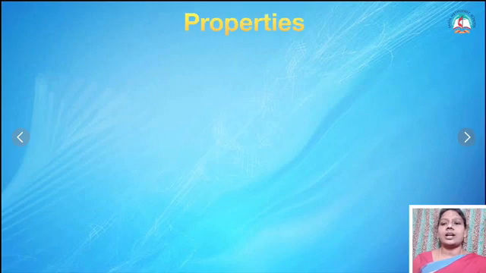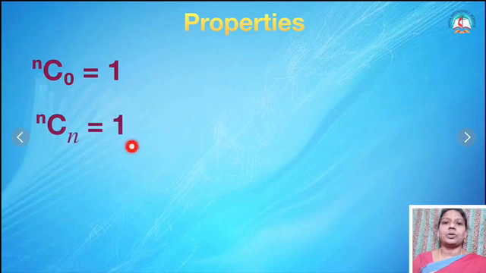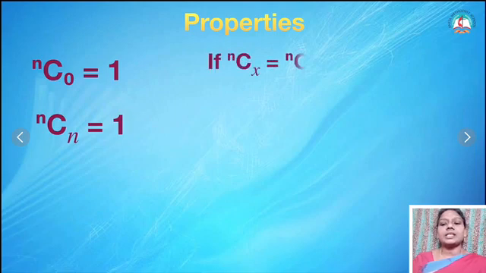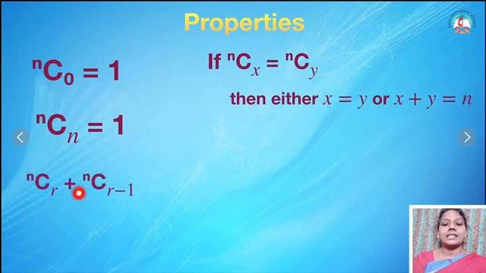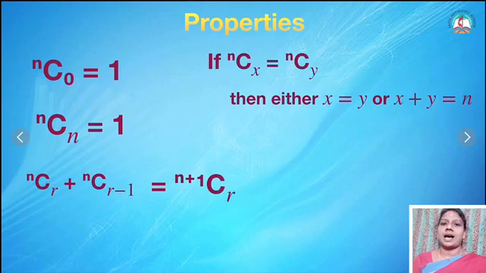That is, nC0 is equal to 1 and nCn is also equal to 1. Okay, as we know that 0 factorial is equal to 1, here we are taking the combinations like that. Then, if nCx is equal to nCy, then 2 conditions are applicable. That is, either x is equal to y or x plus y is equal to n. Okay, then one more property we have: if I am having nCr plus nC(r minus 1), if I am reducing it by 1, then the resultant value will be (n plus 1)Cr.